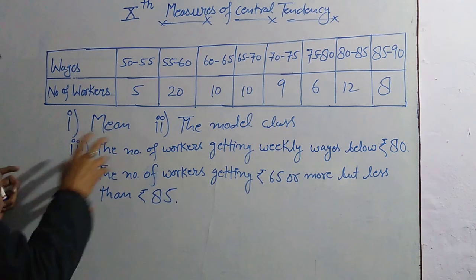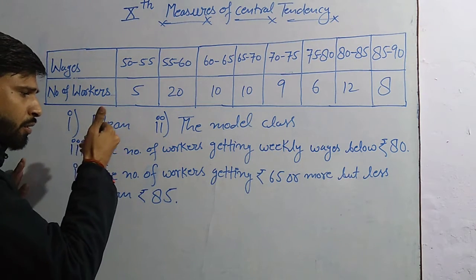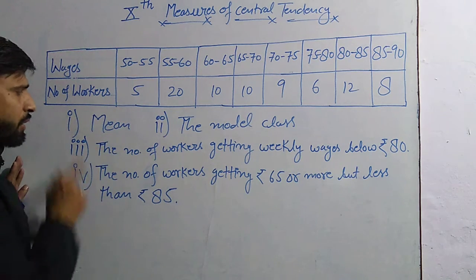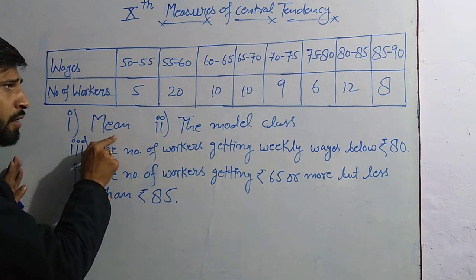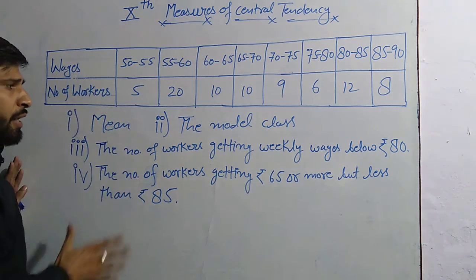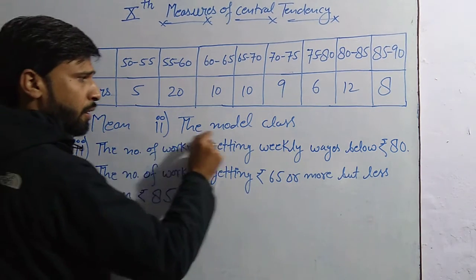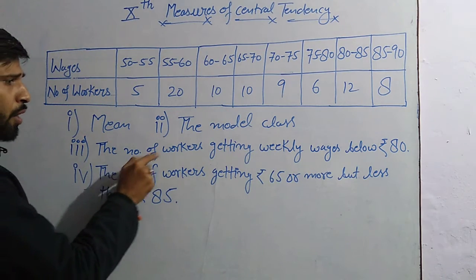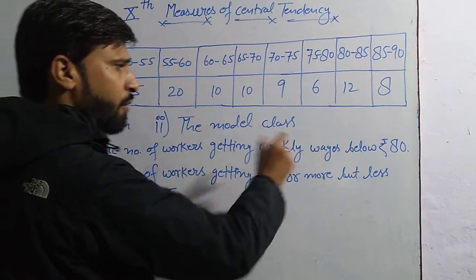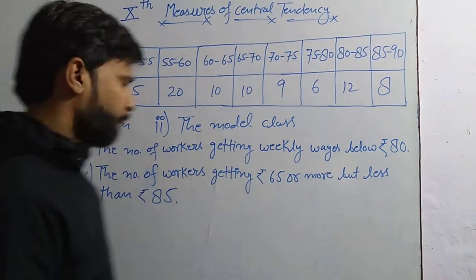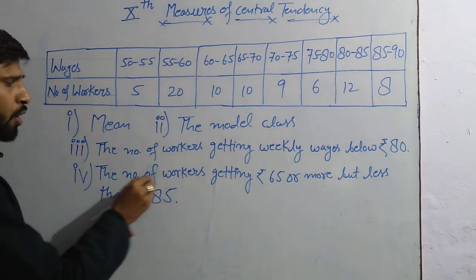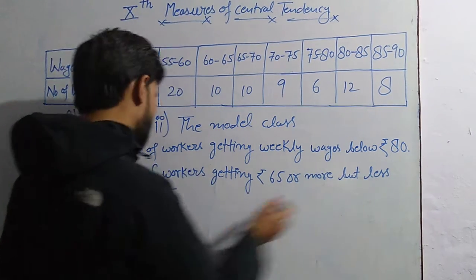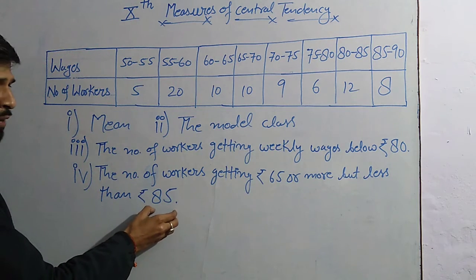Now, what is asked from this given data? Number one is the mean: find the mean of the given data. The second question is the modal class of the given data. The third question is the number of workers getting weekly wages below rupees 80. And question number 4 is the number of workers getting rupees 65 or more but less than rupees 85.